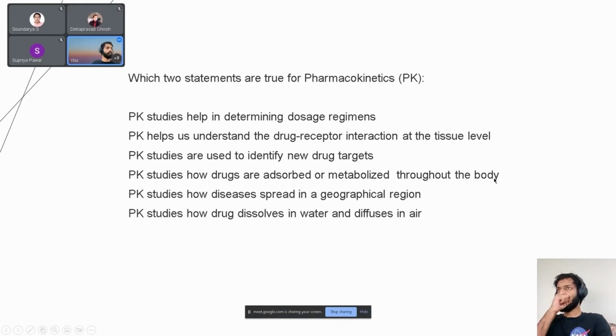A and D. A and B. Sir, A. Okay. A and D. Yeah. The correct answers are A and D. B is not a correct answer. When you talk about drug receptor interaction, that becomes pharmacodynamics of a drug, as we discussed, not pharmacokinetics itself. Pharmacokinetics usually helps in determining dosage regimen, and it also tells you how drugs are absorbed and metabolized in the body.